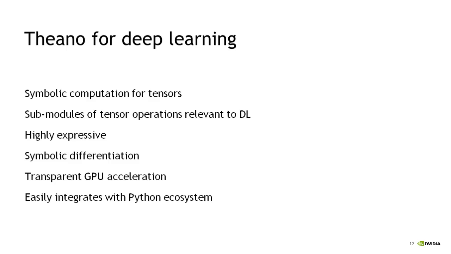Similarly, I mentioned there are libraries of functions that can be applied to the symbolic variables in Theano. Many of these functions are tensor operations that are specifically relevant to deep learning, such as convolutions or neuron activation functions. Theano is highly expressive. If you want to add a new activation function or a new loss function, it's just the same as defining any other Python function as long as you conform to the Theano syntax. So the sky's the limit in terms of the network architectures you can build, the training algorithms you can use within Theano.